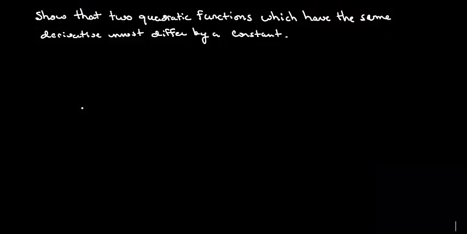We're going to show that two quadratic functions which have the same derivative must differ by only a constant value. So what does that even mean? Well, what it means is that if we've got two functions whose derivatives are the same, then the two functions... let me give you an example.